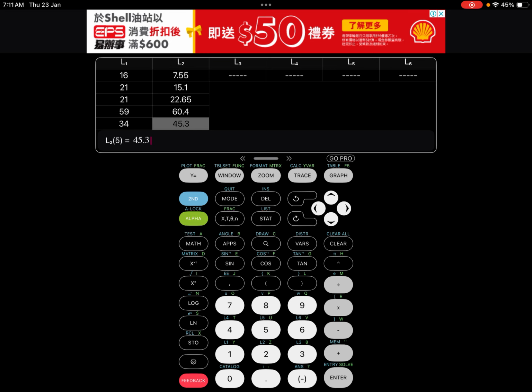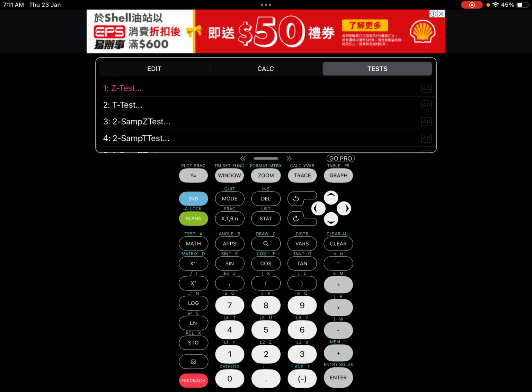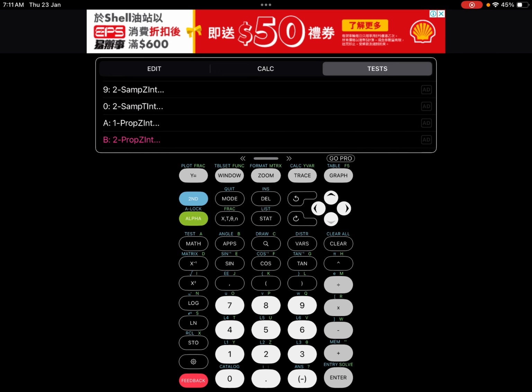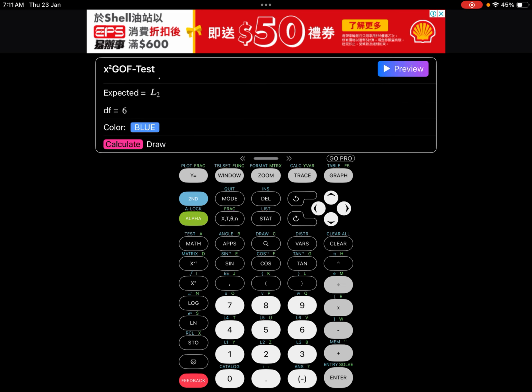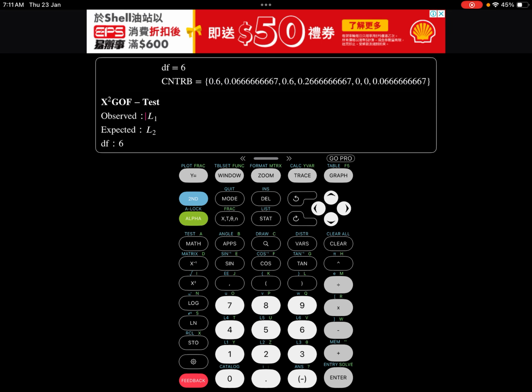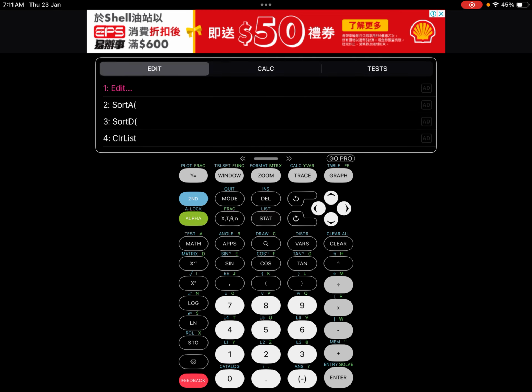Then we do the same thing again. We go to stat, we go to test, then we're going to go to the goodness-of-fit test here. We're going to press enter. Then we're going to calculate right here as well. So in this case, we have L1 and L2. And because we have 5 sets of data earlier, the degrees of freedom will be 5 minus 1, so it should be 4. Oops, sorry.